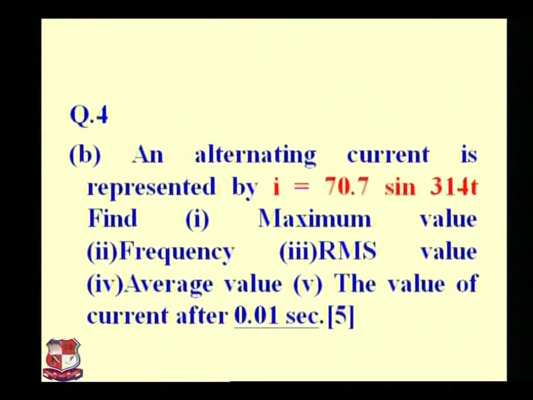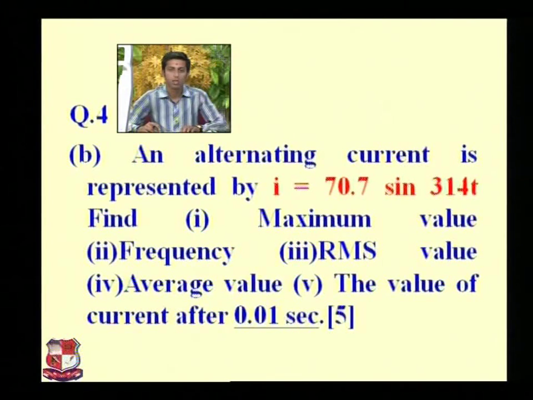Now question number 4. An alternating current is represented by I equal to 70.7 sin 314t. Find 5 quantities. First is maximum value, second is frequency, third is RMS value, fourth is average value, and fifth is the value of current after 0.01 second.